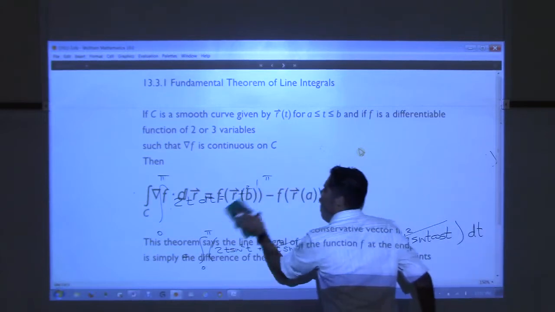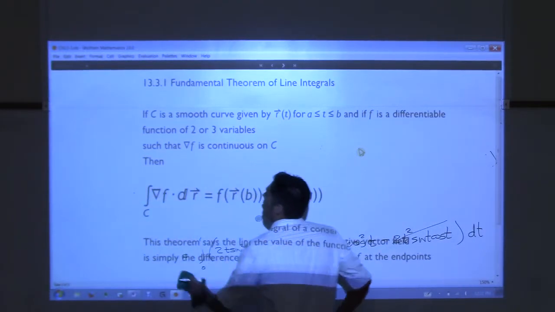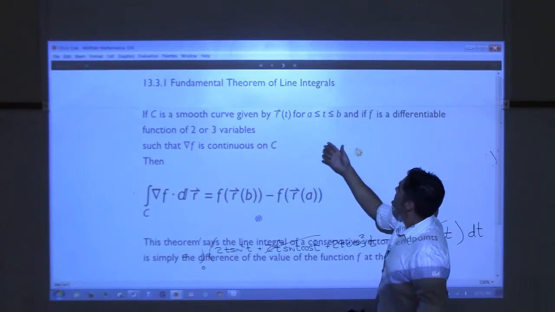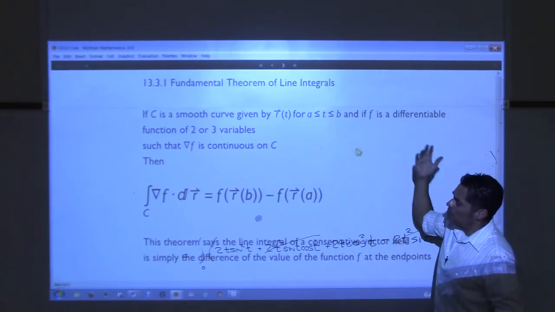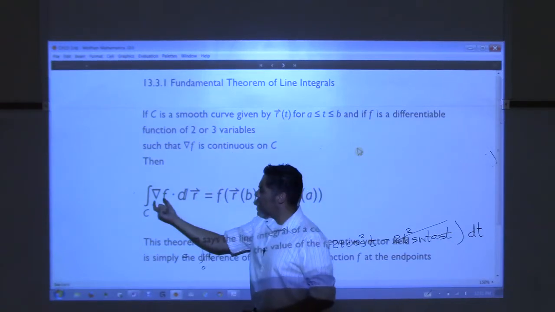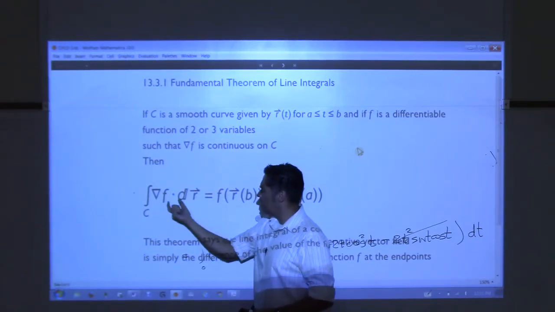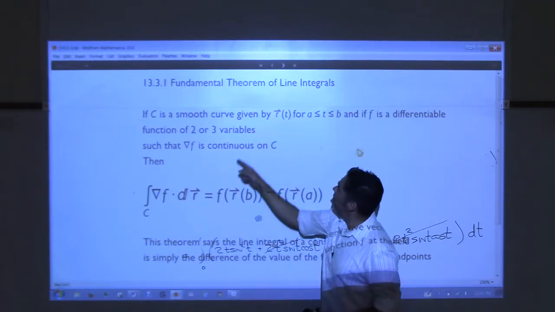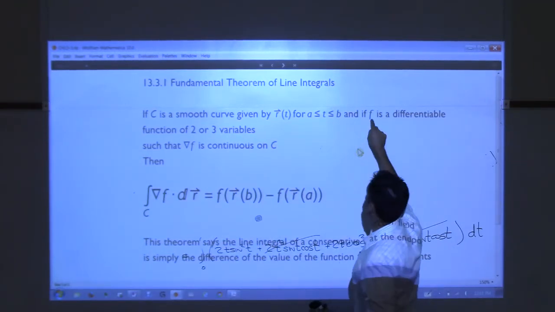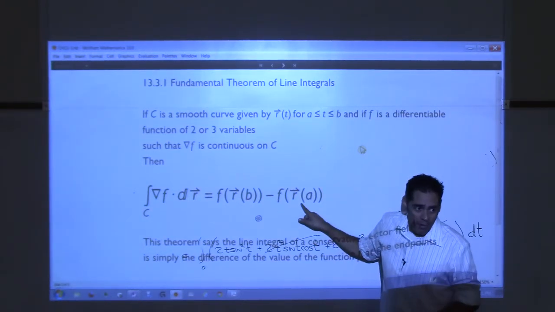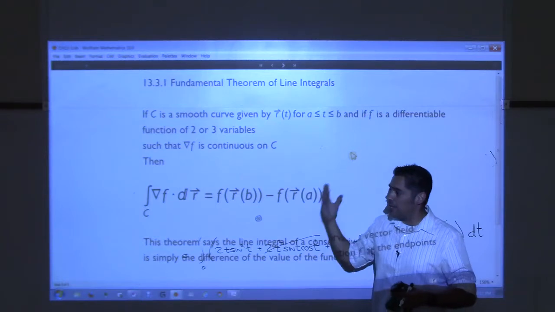that if C is a smooth curve and f is differentiable and the gradient is continuous, then if you take the gradient and dot it with dr, and you do this integral, then you don't actually have to do that. All you have to do is take the scalar function and evaluate it at the two endpoints of the curve, and that subtraction, that's your answer.